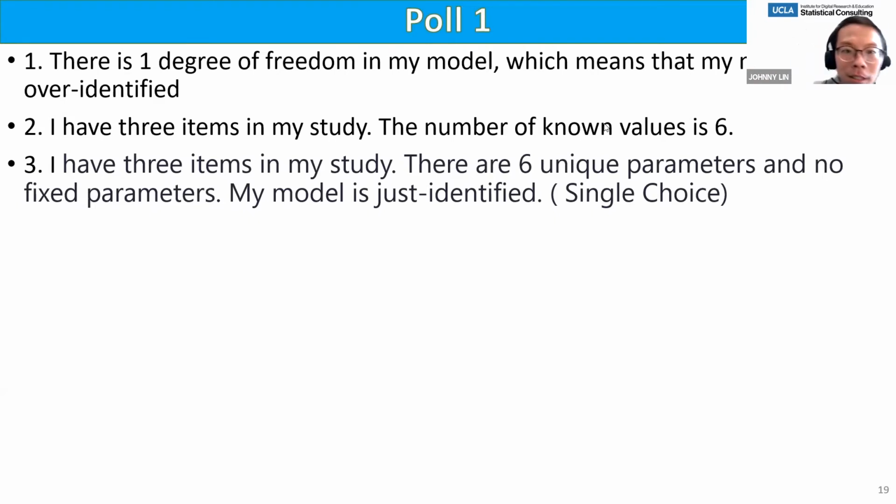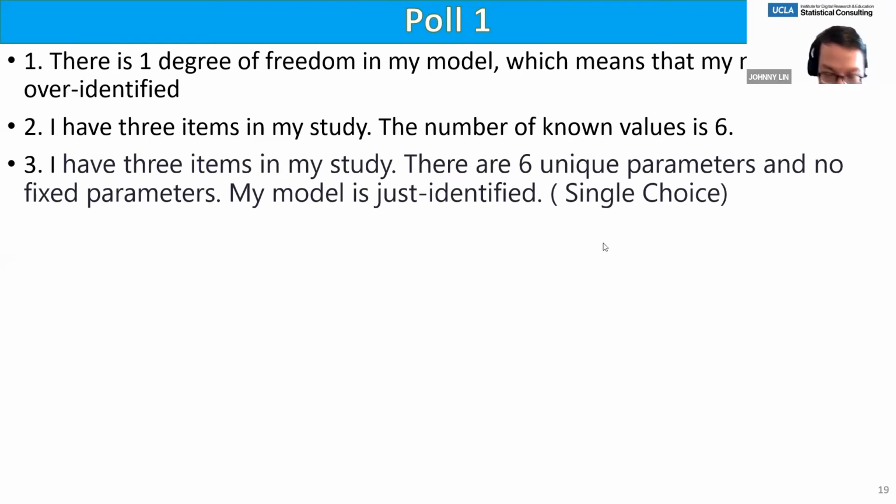Okay, so let's look at this. So the first one is there's 1 degree of freedom in my model, which means that my model is over-identified. That is true, right? Because if the degree of freedom is positive, that means you have an over-identified model. So most of you got that right. Good job. I have 3 items in my study. The number of known values is 6. That's true because remember that formula we had, P times P plus 1 divided by 2. So those were kind of straightforward.